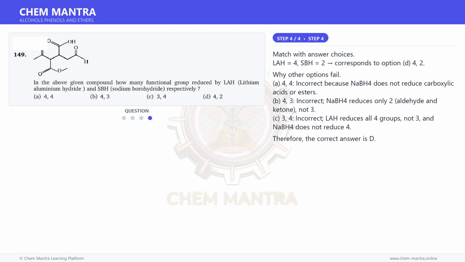Why other options fail? A, 4, 4, incorrect because NaBH4 does not reduce carboxylic acids or esters. B, 4, 3, incorrect, NaBH4 reduces only 2, aldehyde and ketone, not 3. C, 3, 4, incorrect, LAH reduces all 4 groups, not 3, and NaBH4 does not reduce 4.